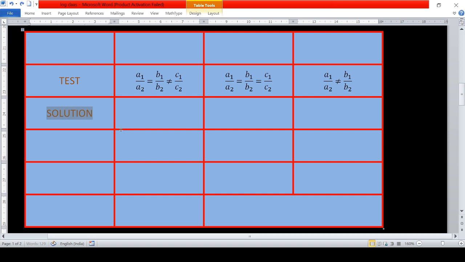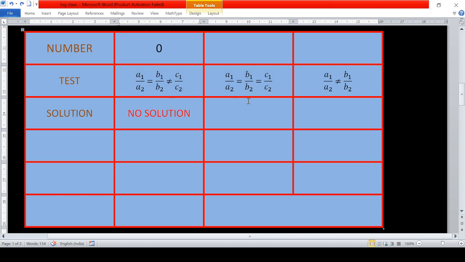Solution and number of solutions. First, if it holds the first condition, a1/a2 = b1/b2 ≠ c1/c2, you can say the system has no solution. So the first case says no solution. No solution means the number of solutions is 0.